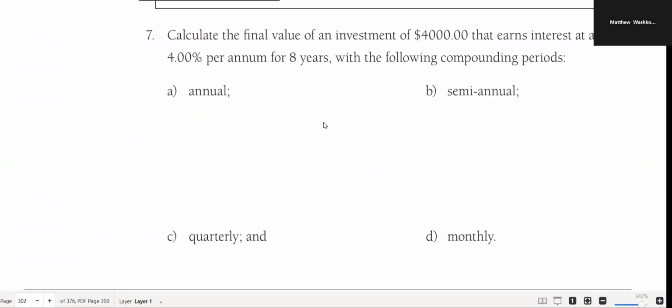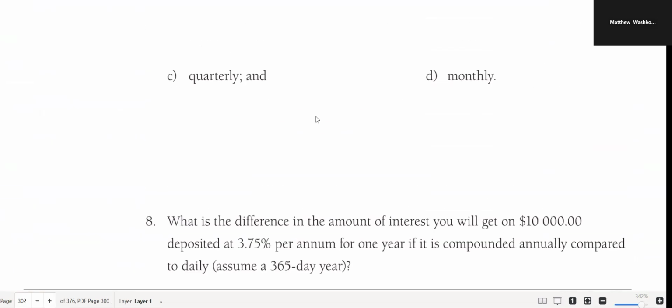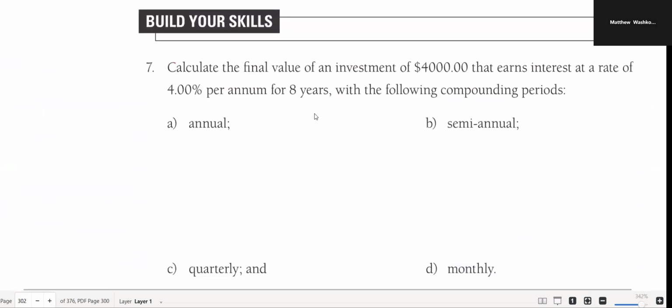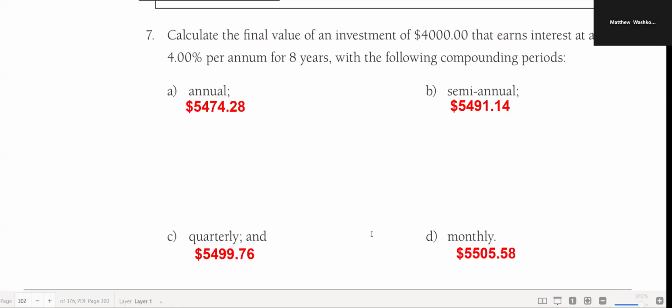So at this point, I trust you guys to be able to do this stuff. Try out question 7 and 8. I'll put the answers up there in a second. So 3, 2, 1. Okay, so for question 7 here, you can see the answers. So we want to know the final value, so the investment. If we have a principal of 4,000, a rate of 0.04 as a decimal, per annum, so per year, for 8 years, and it's compounding. So there's a lot of keywords there. So this should be your final answer there.